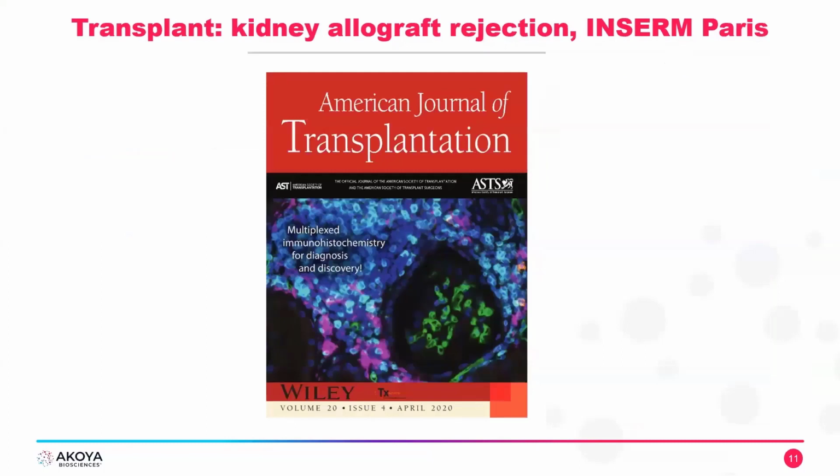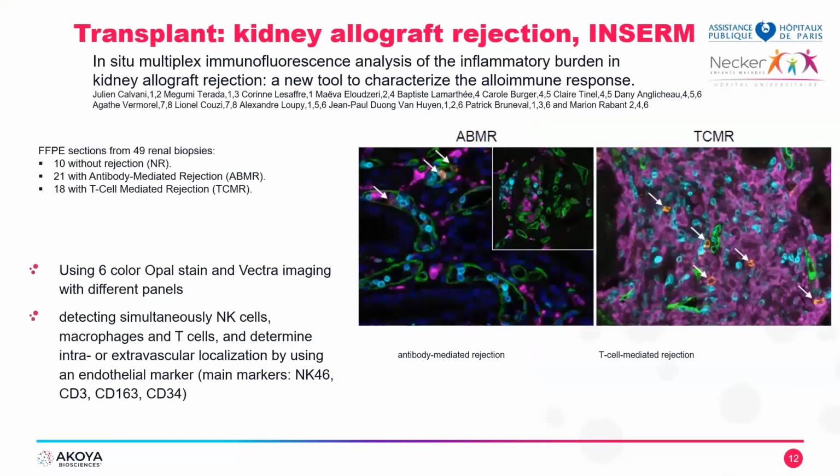Where we are very proud of is also the transplantation field we are moving now in more and more. And this is also a pretty recent publication from April this year, which made it then to the cover of the American Journal of Transplantation. This is about kidney allograft rejection, and this work was done in Paris. And also here, interestingly, they used quite a big panel. So they used 6-color Opal stain and also Vectra imaging to analyze this.